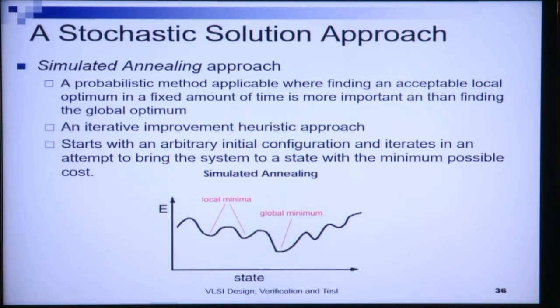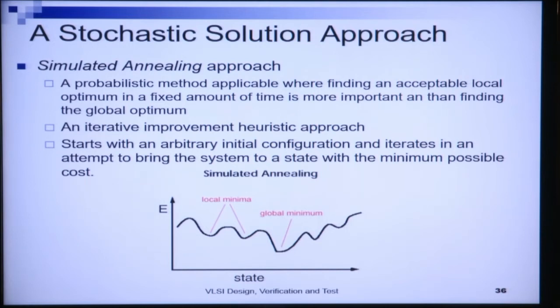So the simulated annealing approach can be used to obtain good solutions which will not be optimal, but can often be near optimal if enough time is allocated to solve it. It can give you a good solution within a fixed amount of time, and hence this strategy is used. It is an iterative improvement heuristic approach. So it starts with an initial solution and then goes over iterations to find the best solution that is possible for it within a given time. So it starts with an arbitrary initial configuration and iterates in an attempt to bring the system to a state with the minimum possible cost.